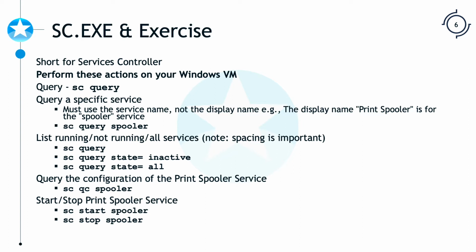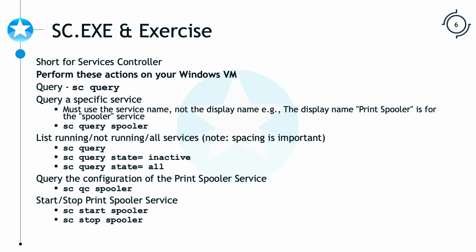So if we run SC query, we're going to see all of the services. If we want to look at a specific service, we can use SC query and then specify the name of the service. The important thing to note, this is the service name, not the display name. There are two different names for the service. The display name for the spooler is print spooler, whereas the name is spooler.